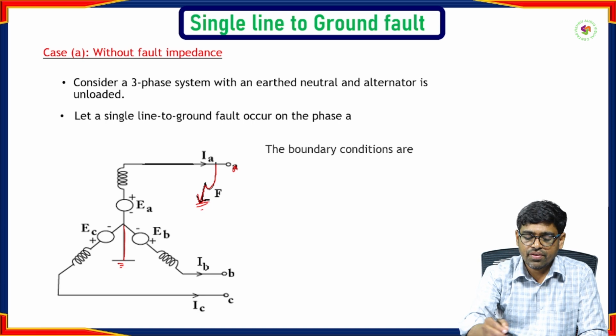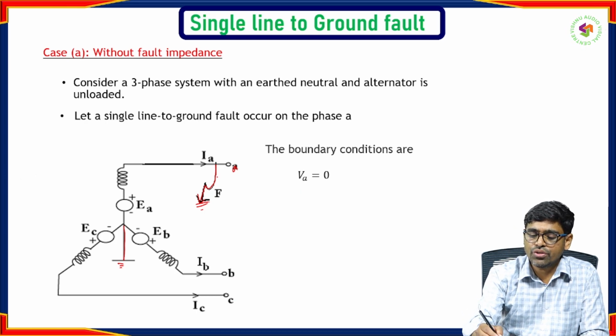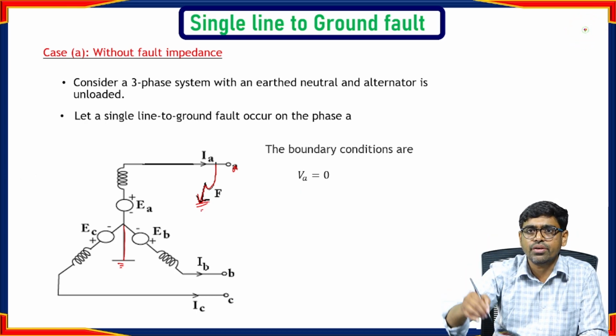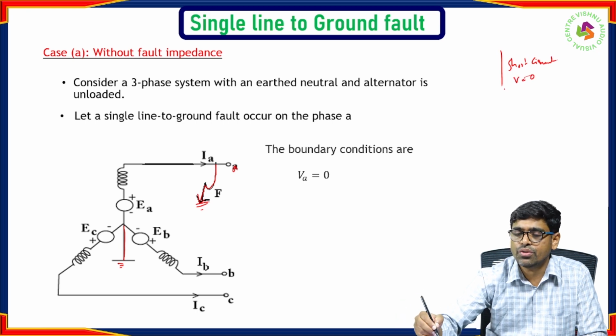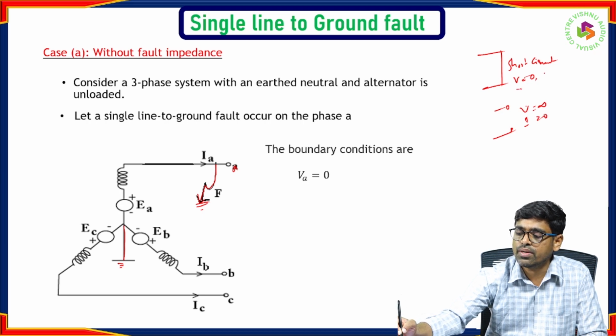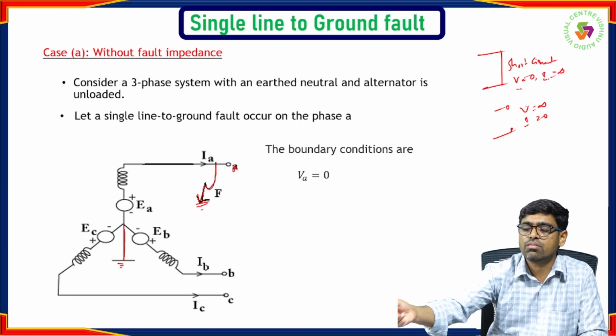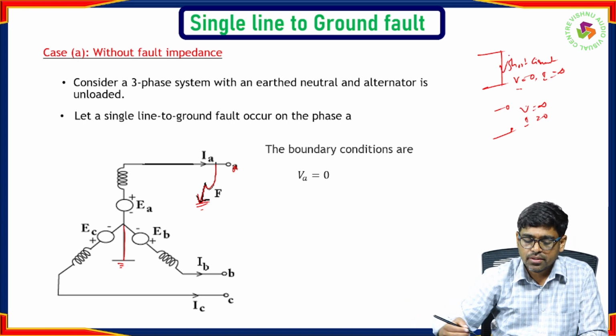So for the boundary condition in this case, you can see that this alternator is not connected to any load. So VA equal to 0. If a fault occurs, if a short circuit occurs, we know that the voltage will be 0. If it is an open circuit, then the voltage will be infinity and the current is 0. Here V is 0, but a high current can flow if it is short circuited.